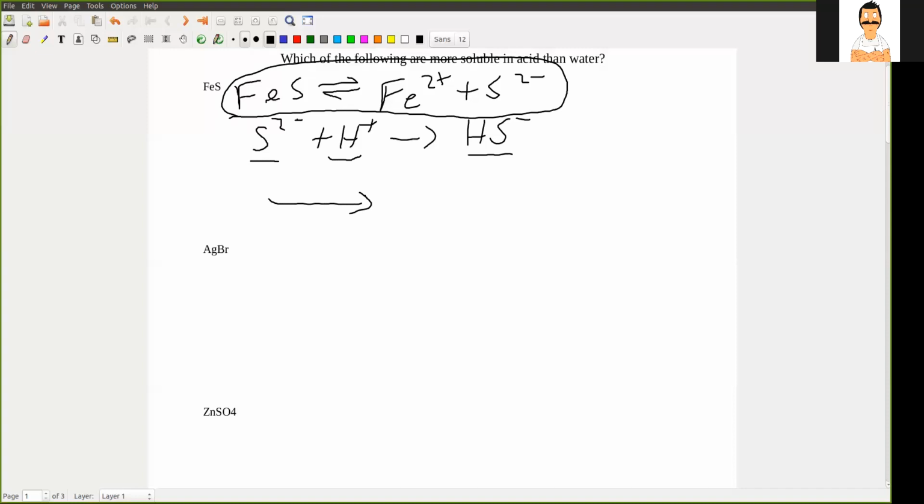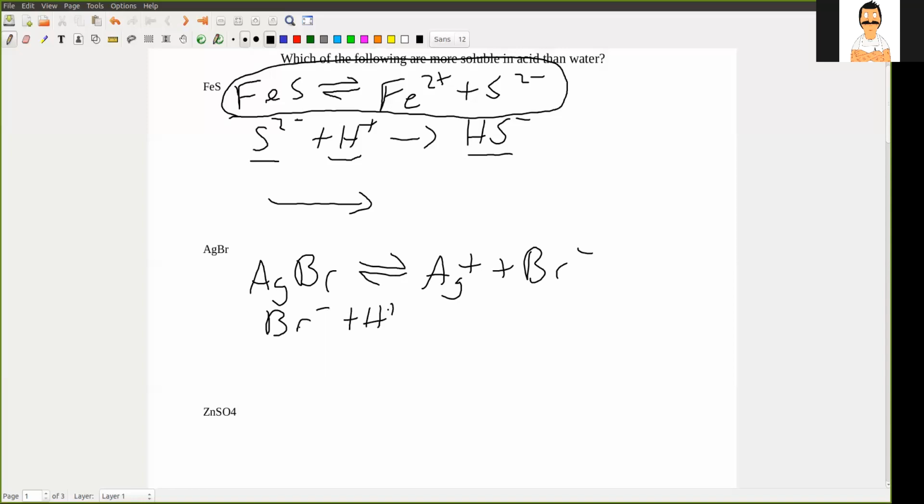Silver bromide, you can do the same process. For AgBr, we go in both directions here, and we have Ag+ and Br-. Now, bromide plus H+ gives us HBr, which is a strong acid. So the last one was a weak acid, and this one is a strong acid. Because this is a strong acid, it doesn't want to go in the direction that I wrote it in. It only wants to go toward Br-.